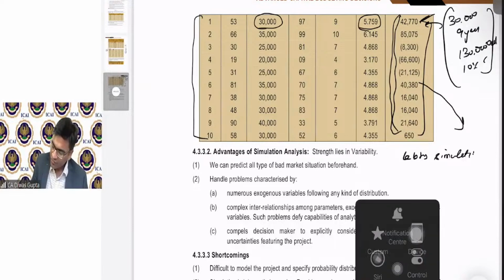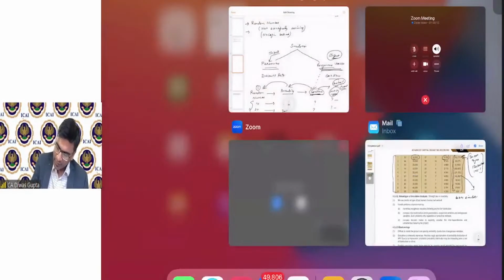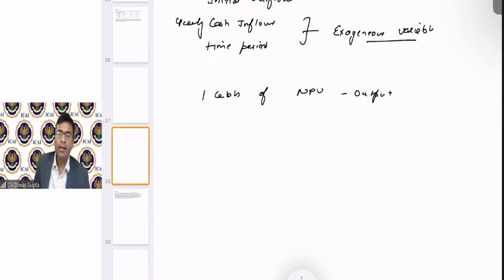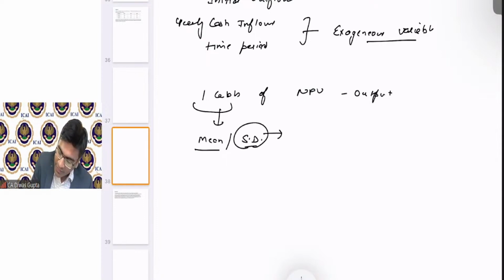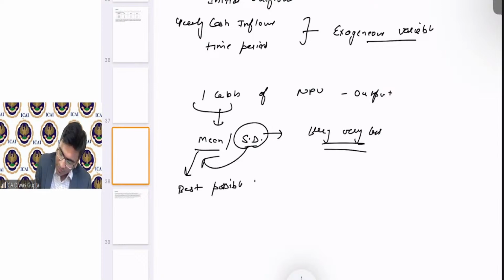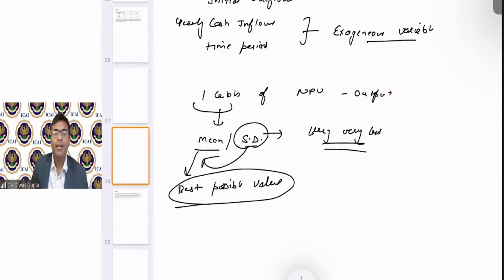So you have 1 lakh of NPVs as output. Agreed? Correct. On that 1 lakh of NPVs, you compute the mean and the standard deviation just to see what values are coming. You will definitely see that the standard deviation will be very, very small. And hence, whatever mean comes, you take that as the best possible outcome or the best possible value assigned to it.